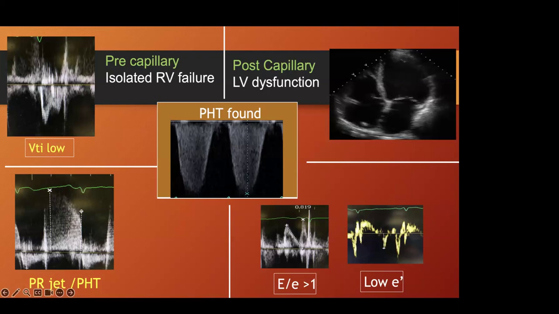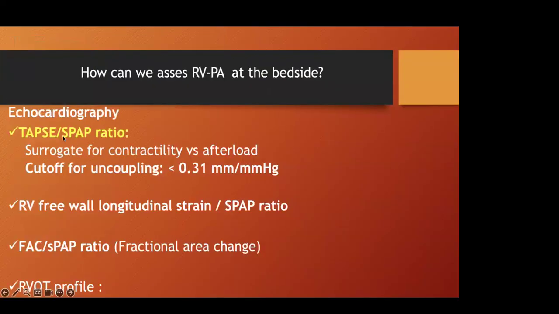So you need to categorize the patient whether it is precapillary or postcapillary, whenever you see high PA pressures. So how can we assess this at the bedside? We discussed already. We know how to calculate TAPSE and we know how to calculate the systolic pressures. So this is a surrogate of contractility and the afterload, that is the PA pressures. So the ratio of TAPSE by systolic PA pressures indicates RV-PA coupling at the bedside. A cutoff value is less than 0.31 millimeters per millimeters of mercury.